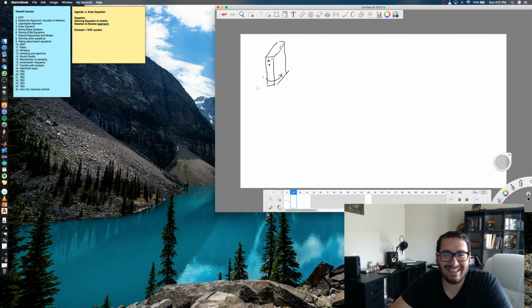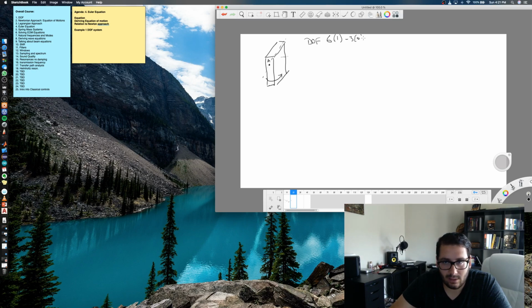When I come here, the first thing I want to do is equations of motion. But first, let's discuss degrees of freedom. How many degrees of freedom do I have? Well, it can't move this way. It can't translate up, and it can't translate into the page. So I have one rigid body.